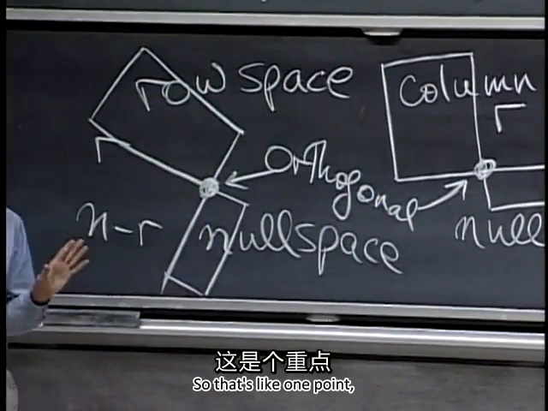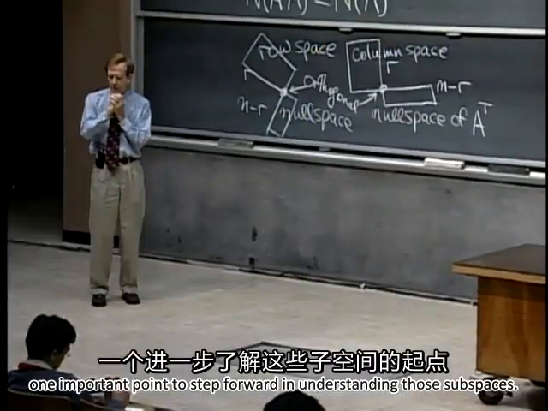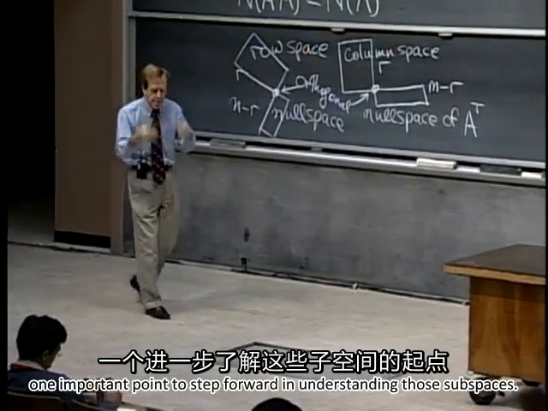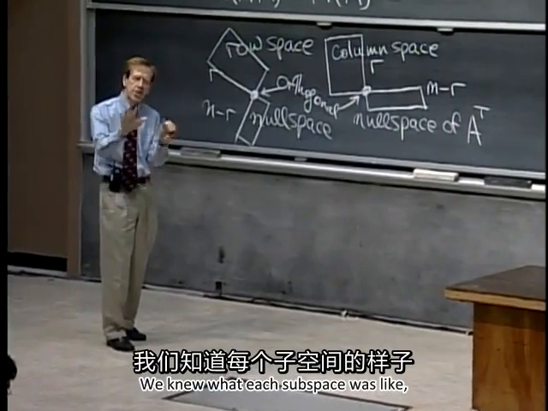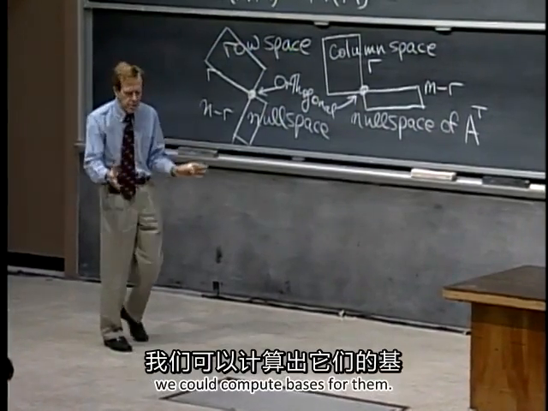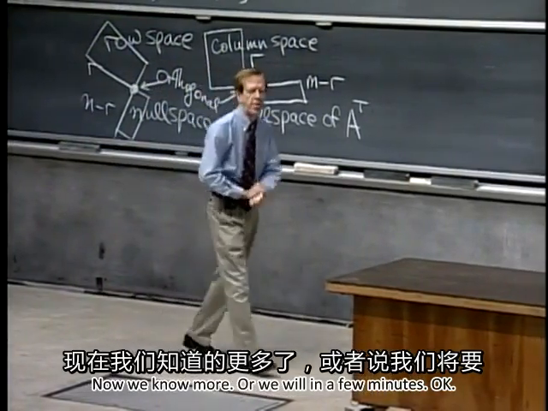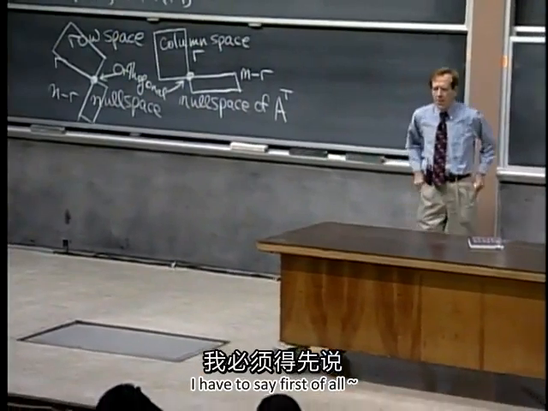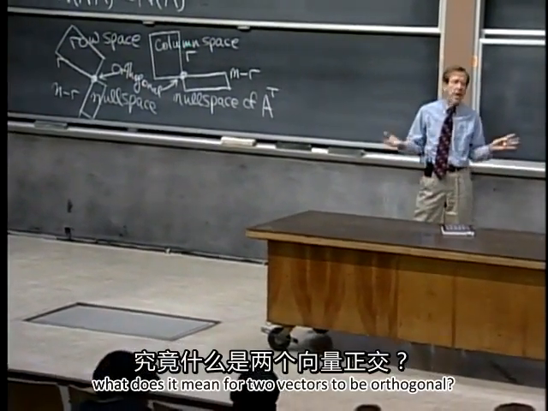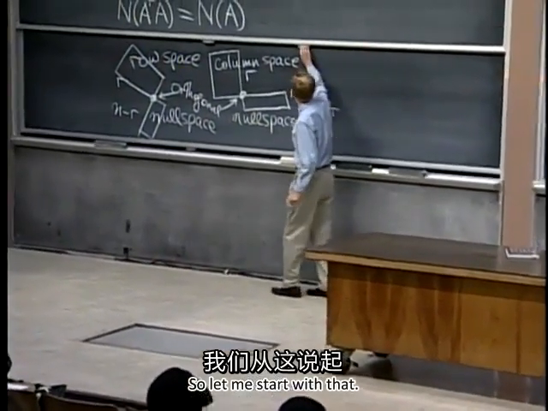So that's one important step forward in understanding those subspaces. We knew what each subspace was like. We could compute bases for them. Now we know more, or we will in a few minutes. Okay, I have to say, first of all, what does it mean for two vectors to be orthogonal? So let me start with that.